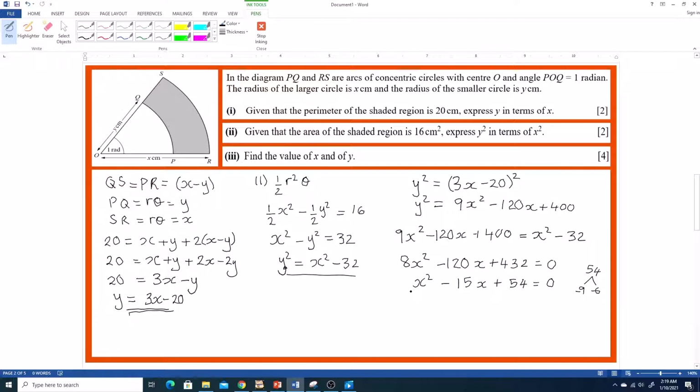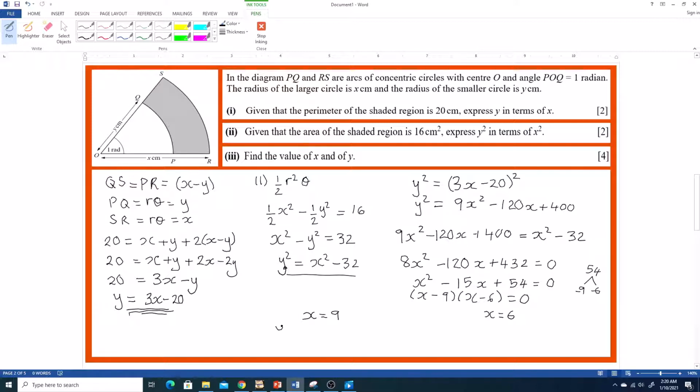So this is going to factorize out to be x minus 9 and x minus 6. Feel free to use whatever method you find comfortable to factorize that. So my two x values would be x is equal to 9 and x is equal to 6. Now I'm going to find my y value from this equation.